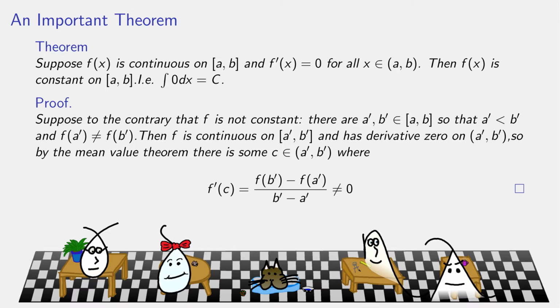Well, b prime and a prime are different, so that denominator is not 0, but I assumed b prime and a prime were 2 points where the function was different, so the numerator is not 0. So I have a ratio of 2 non-zero numbers, so f prime of c must not be 0, which contradicts the fact that the derivative was 0 everywhere. So the mean value theorem comes to the rescue again. Okay, if a function always has derivative 0, it can never change its value.